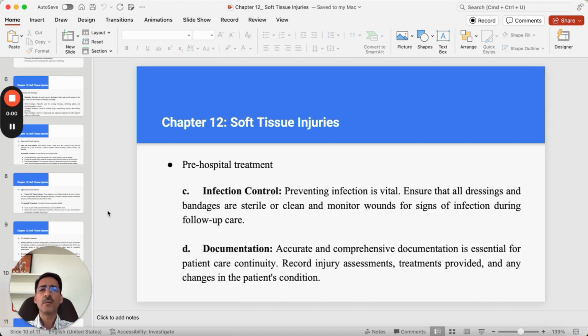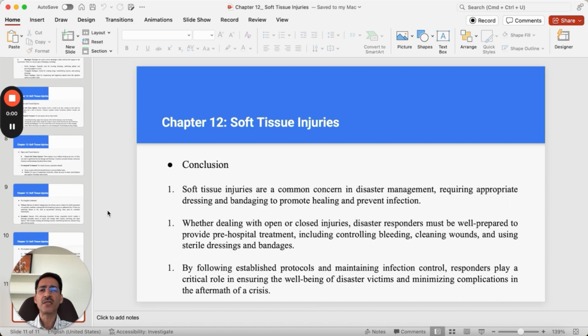Infection control. Preventing infection is vital. Ensure that all dressings and bandages are sterile or clean and monitor wounds for signs of infection during follow-up care. Documentation. Accurate and comprehensive documentation is essential for patient care continuity. Record injury assessment, treatments provided, and any changes in the patient's condition.